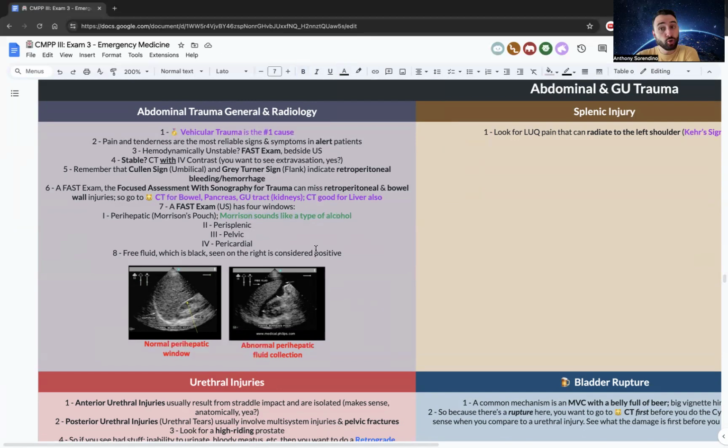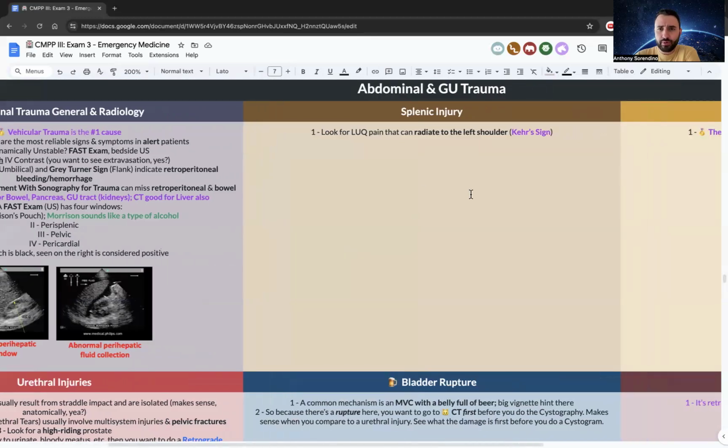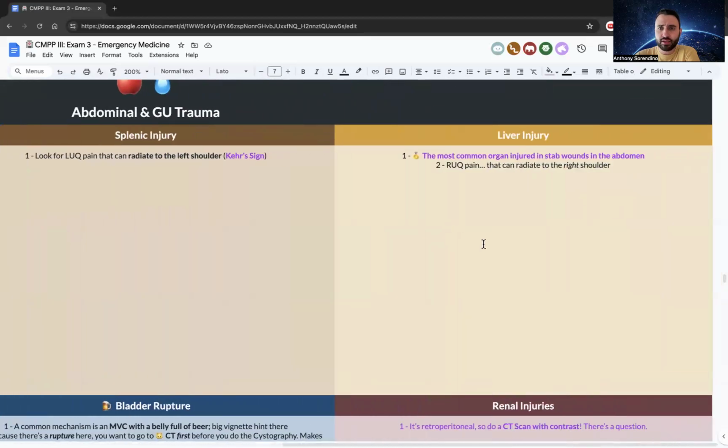So that's not good. Do we know it's blood? No. It could be anything. We just know it's some type of fluid. So they probably needed a CAT scan, yeah? Look for left upper quadrant pain. So Kehr's sign is going to be for that splenic injury that radiates up.